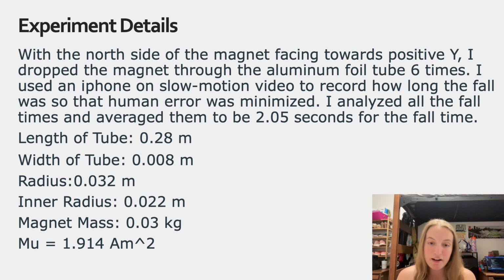So the details which I've kind of discussed is that I have a magnet with the north side facing towards positive Z, and I'm dropping the magnet 6 times through an aluminum foil tube. I also used an iPhone in slow motion video to record how long the fall was, so that the human error was minimized, and I averaged the time for the magnet to fall to be about 2 seconds. Below you can see some dimensions of the tube, the radius, the mass, and mu, which I calculated in Lab 3.